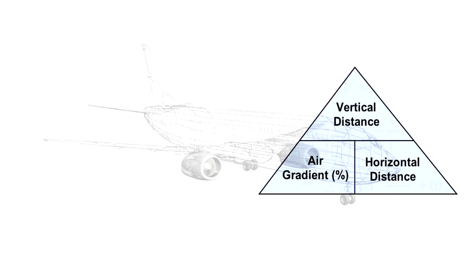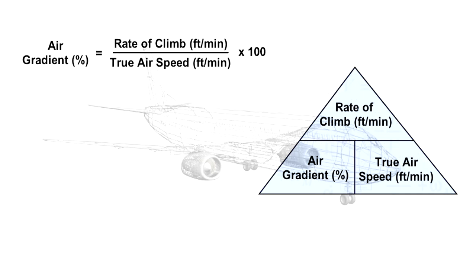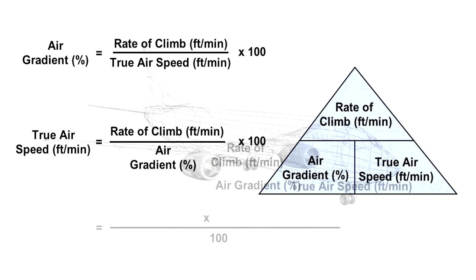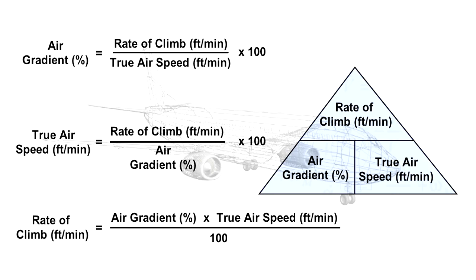The last formula is very similar to the previous one. Instead of vertical distance, we have vertical speed, which is the rate of climb. Instead of horizontal distance, we have horizontal speed, which is the true airspeed. If you were required to calculate the gradient, then you would use the rate of climb divided by the true airspeed. Or if you were required to calculate the true airspeed, you would take the rate of climb and divide it by the gradient. Lastly, to calculate the rate of climb, take the gradient and multiply it by the true airspeed.